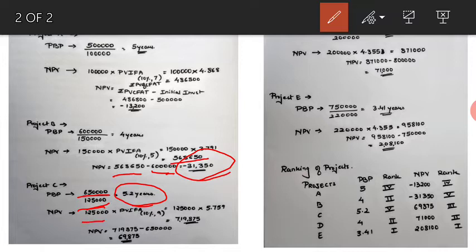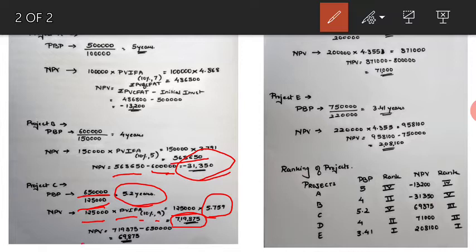Annual cash flows are 1,25,000 into present value interest factor annuity at 10% for 9 years, because the life of this particular project is 9 years. So what is the factor that we get? It is 1,25,000 into 5.759. Again, this 5.759 we have got from the present value interest factor annuity table for 10%, 9 years. Once you multiply 1,25,000 into 5.759, you get 7,19,875 as your summation of present values of cash flows.